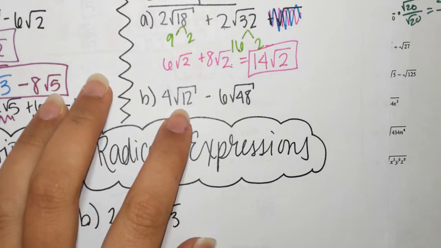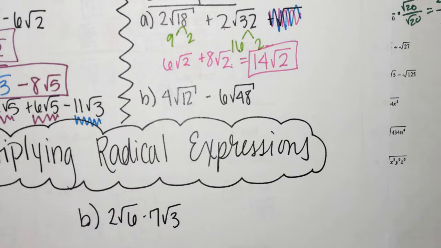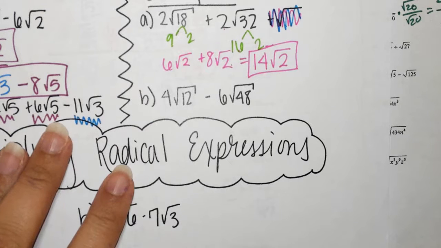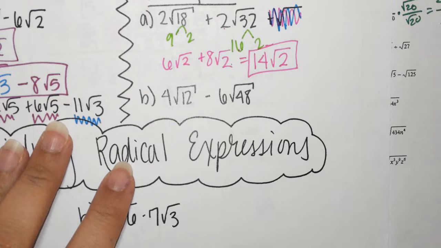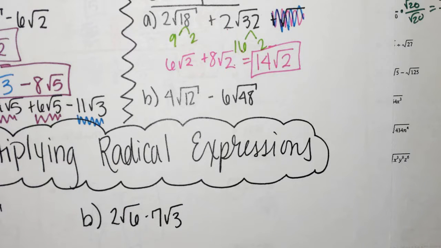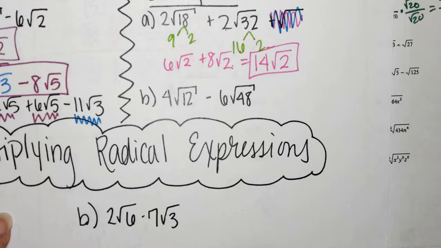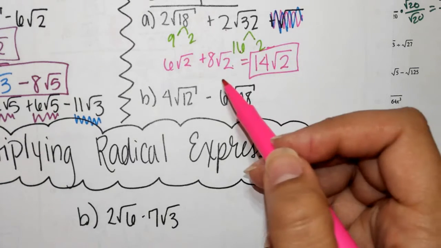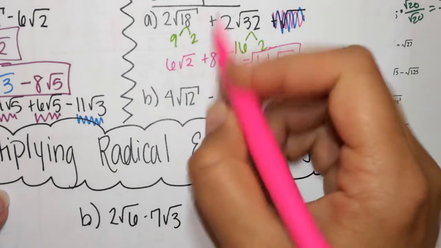Stop. Alright, now let's look at 12 and 48. Are 12 and 48 the same number? We have to simplify. Alright, so what does 12 break down into? 4 and 3.